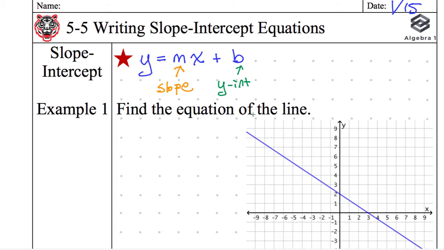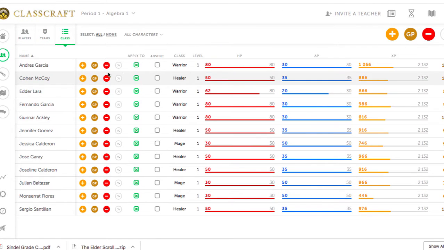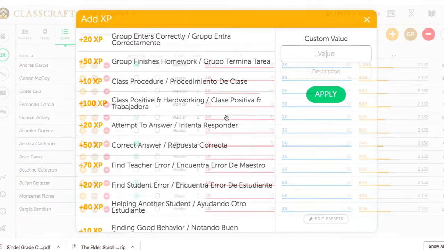And I need to give a bunch of people XP, so let me go back and do that right now. So far we have Monse just did hers, Andres did the warm-up, Jose did the warm-up, Gunnar did the warm-up, Compton, where are you? There you are, and Jessica. All right, everyone got their 50 XP.